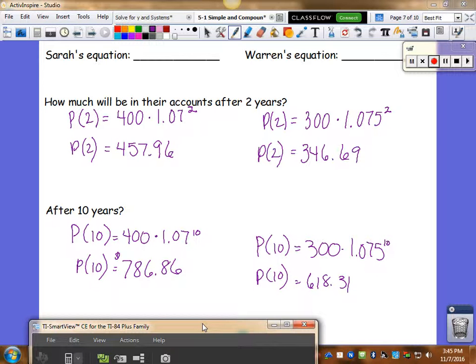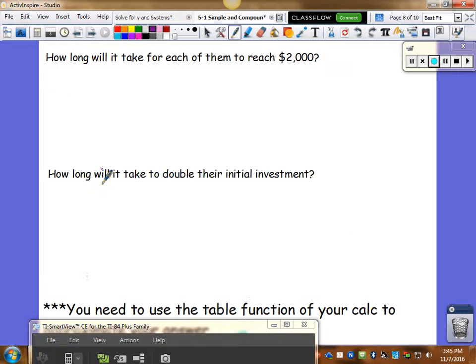Okay, so just subbing in. Okay, how long will it take for each of them to reach 2,000? All right, guys, listen, we don't have enough algebra. You don't learn how to really do this to get an exact answer until you take Algebra 2 trig, because you need something called logarithms to do this. So P of t equals 400, we'll do Sarah's first, 400 times 1.07 to the t power. This time 2,000 is not a unit of time, it is a unit of money. So we're subbing that in for P of t.